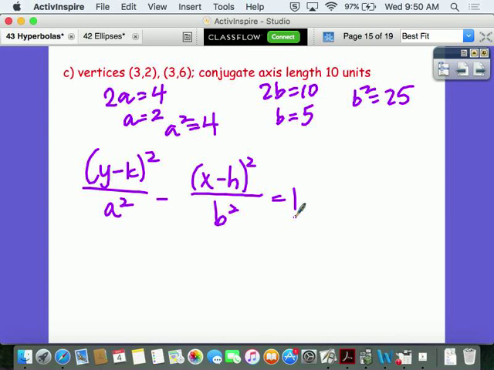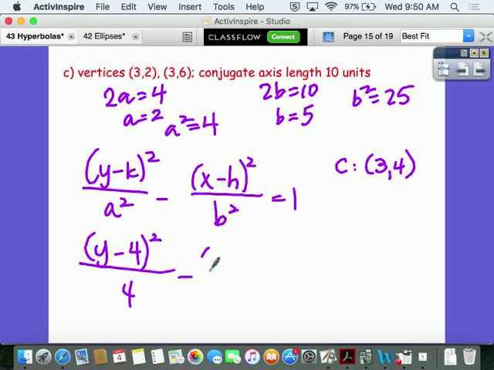What's our center? 3, 4. It's the midpoint between your vertices. So we have y minus 4, because k goes first, squared over 4, minus x minus 3 squared over 25 equals 1.